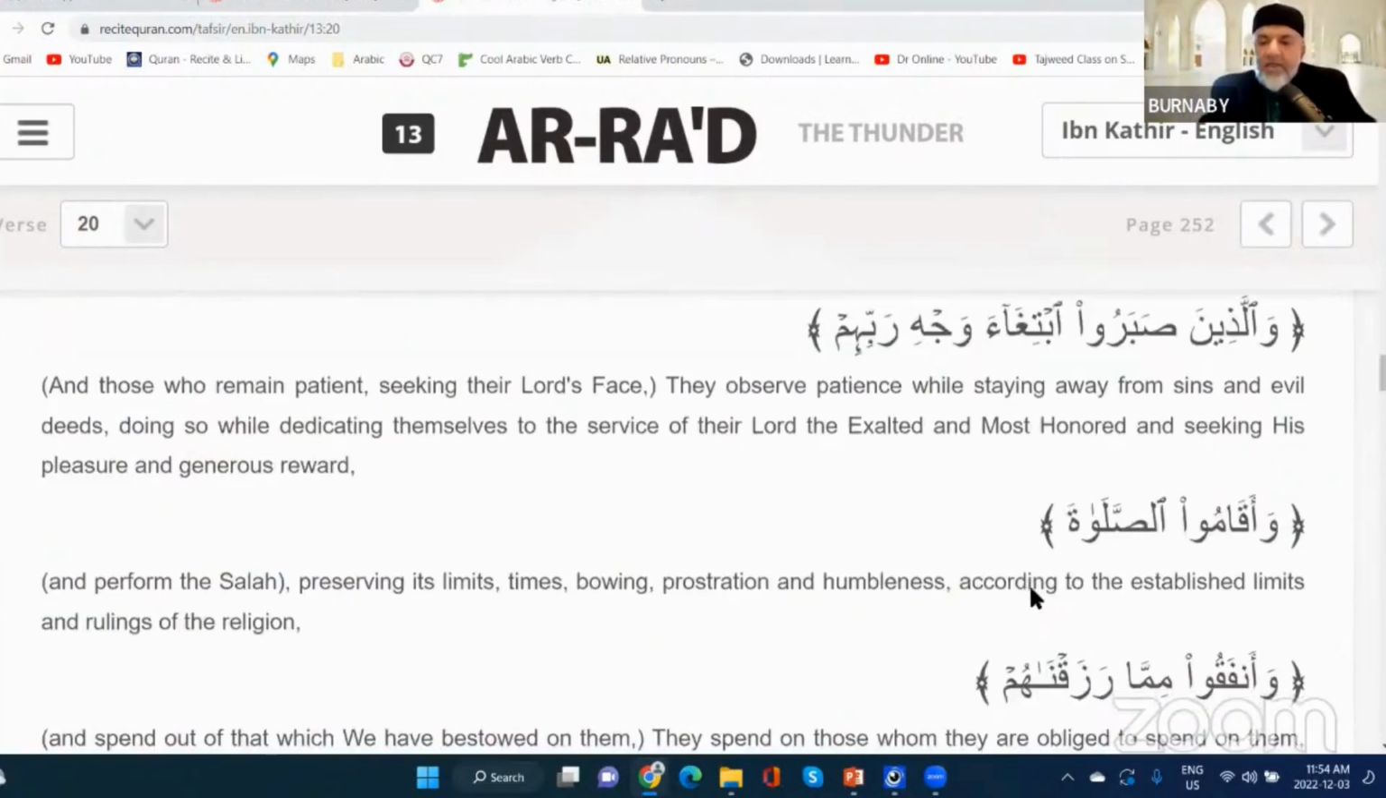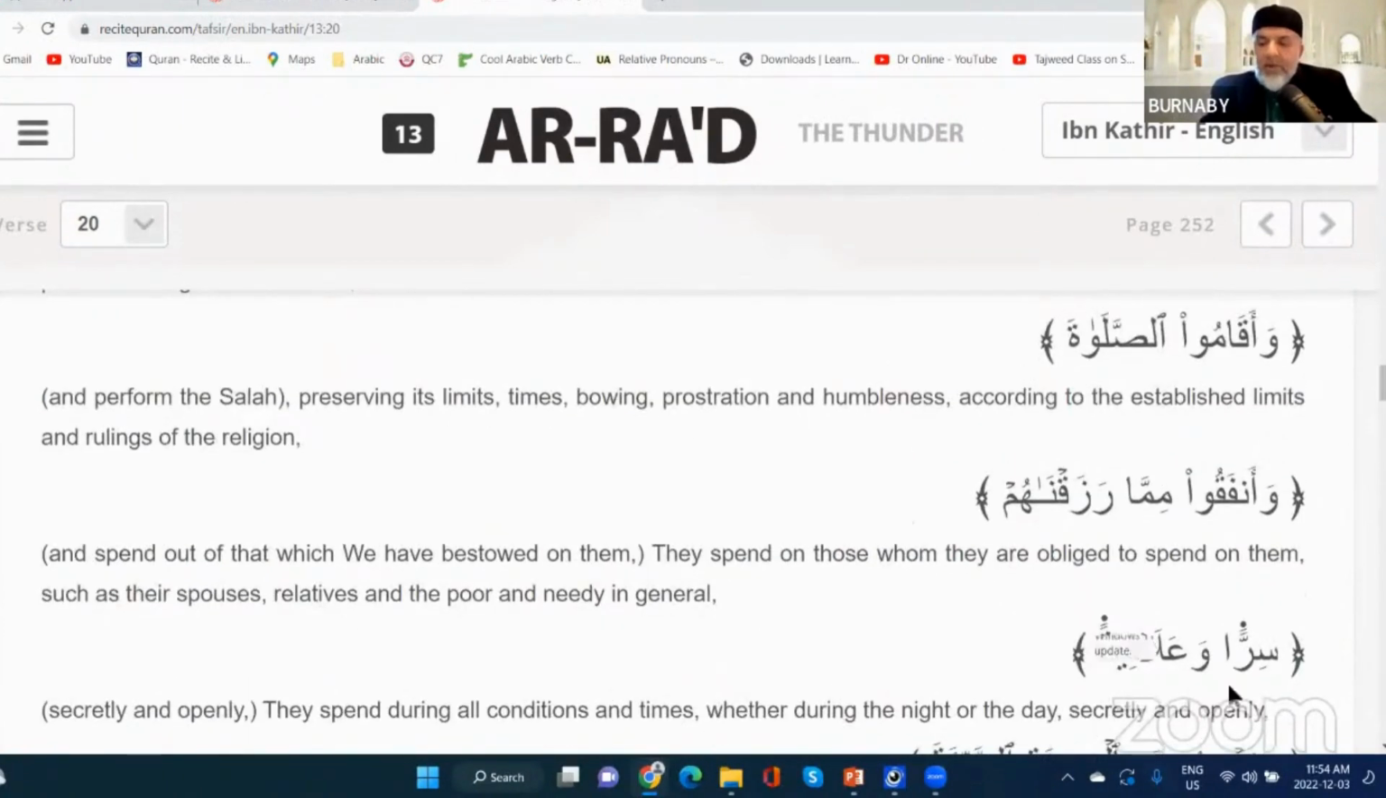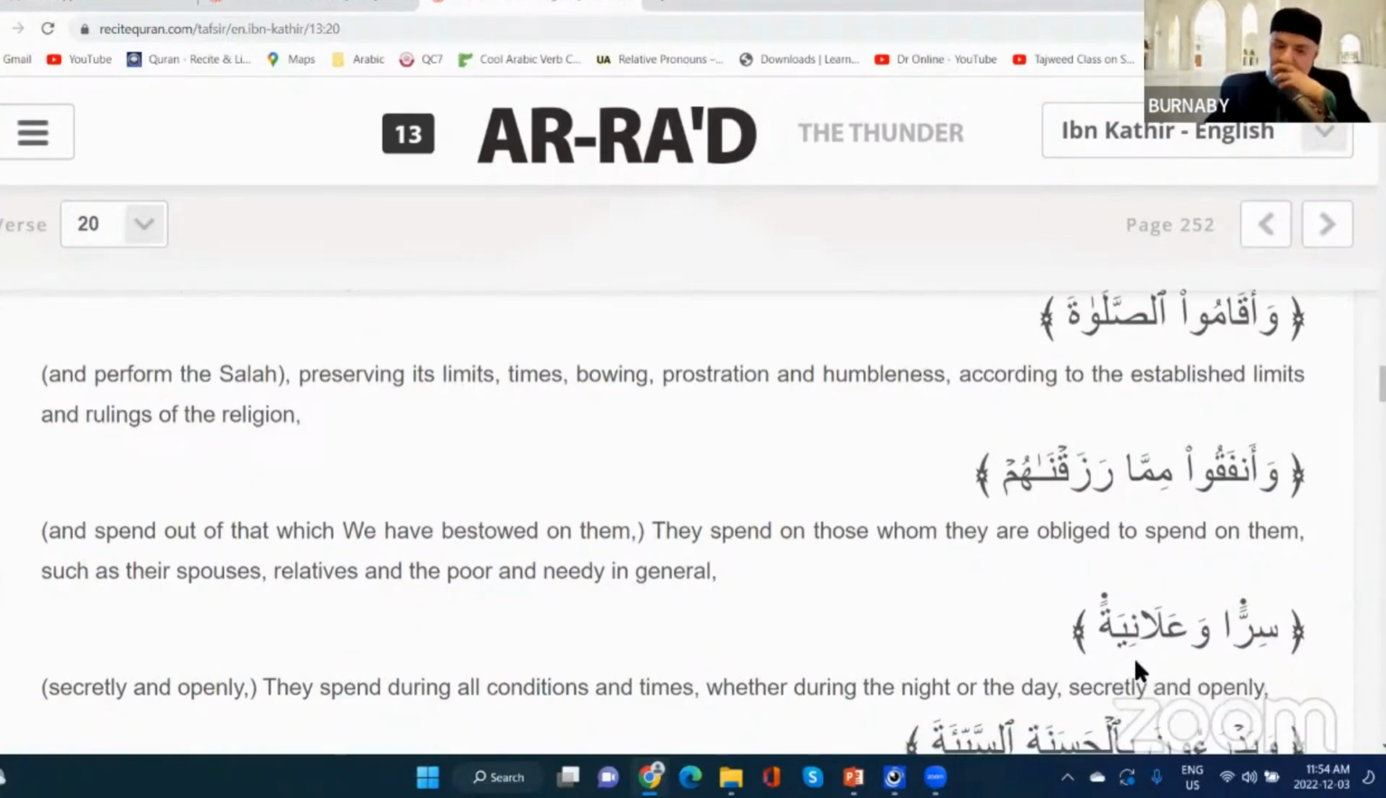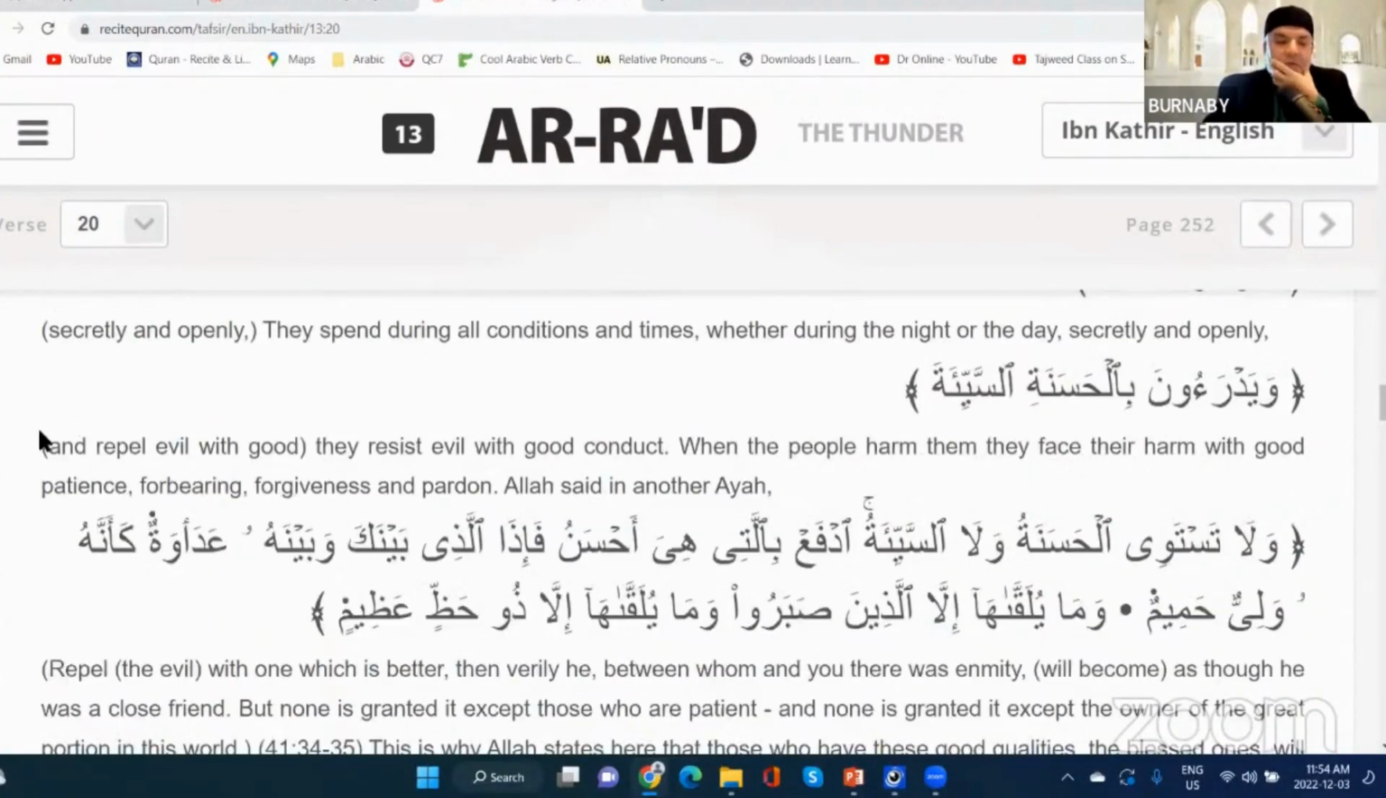Okay. Sirran wa alaniyah. Yes. Now, what is the status of sirran here? Nasb. Alaniyah? Nasb. MashaAllah, okay, good. And then what do they do? They repel evil with good. They resist evil with good conduct. Good conduct. Okay, so this is one area where we need improvement. When people harm them, they face their harm with good patience, forbearing, forgiveness, and pardon.